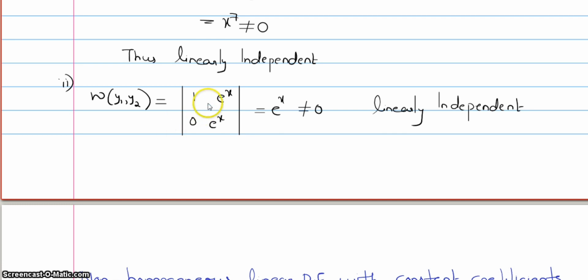Next problem, the first row will be the values of y1 and y2, 1 and e raised to x. Next row will be its derivatives. So using determinant expansion, the value is e raised to x, which is again a non-zero value. So these two solutions, 1 and e raised to x, are linearly independent.